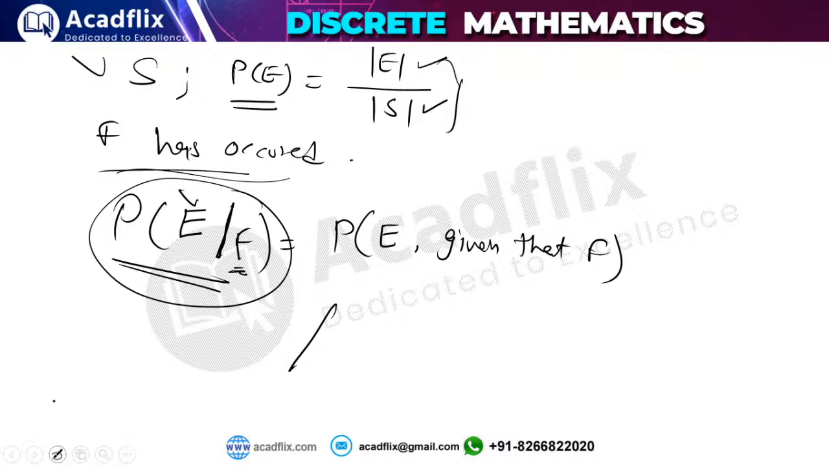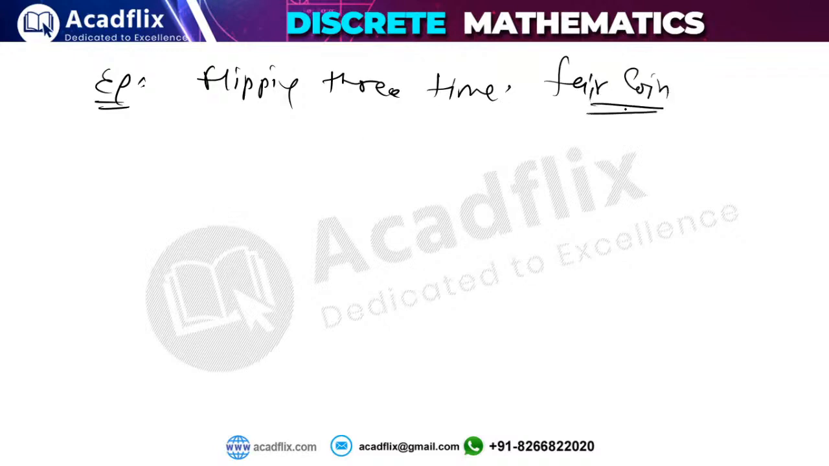Let's see one more example. Let's assume you are flipping a coin 3 times, and let's assume that this is a fair coin. What is the meaning of a fair coin? Fair coin means all the outcomes are equally likely, all the outcomes have equal probability.